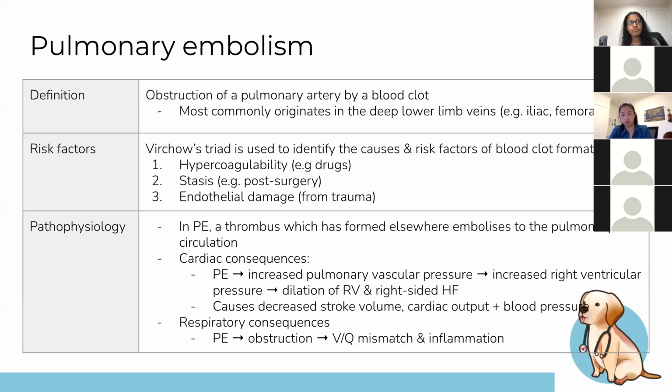But the main takeaway for PE is Virchow's triad. These are three things which are basically huge buzzwords for this condition, three risk factors for this condition. You've got hypercoagulability, so drugs can cause this. You've got stasis, which is sitting down or being very still for a very long time. And you've also got endothelial damage.